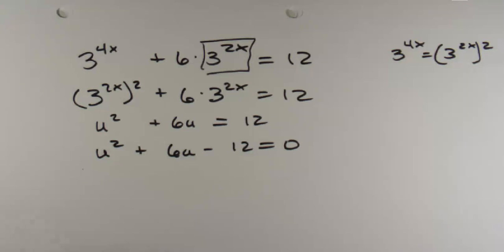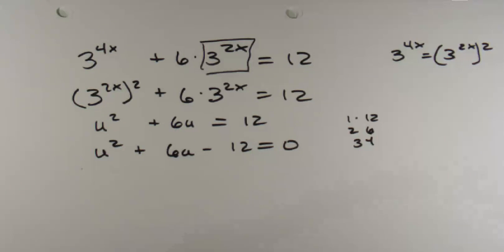What are the factors of 12 that are off by 6? Let's see. Think about that for a second. So I went ahead and wrote out my factors, and you're going to notice 1 and 12 are off by 11. That won't work. 2 and 6 are off by 4. That won't work. 3 and 4 are off by 1. That won't work. So this isn't factorable, but that's okay, because here's what I'm going to do.